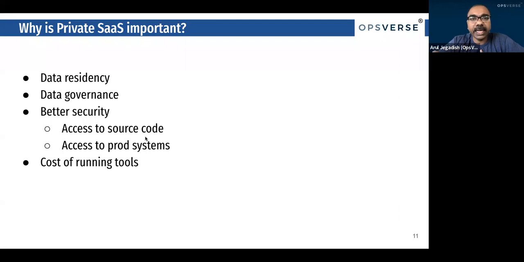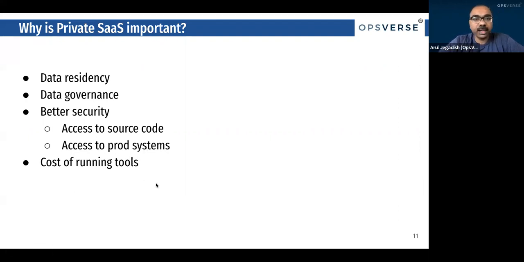If you look at any continuous delivery tools that are offered as SaaS, in some form or the other, you have to expose your production systems to those tools that are running in some third-party cloud vendor's network. That's a huge security problem. Ideally, you want those tools to be running next to your production system within your network. So something like private SaaS will be able to meet such requirements.